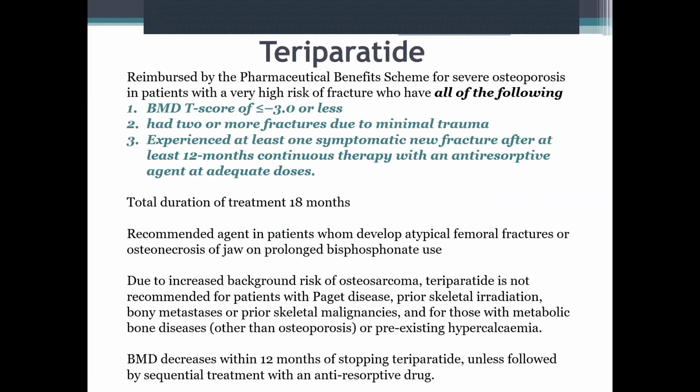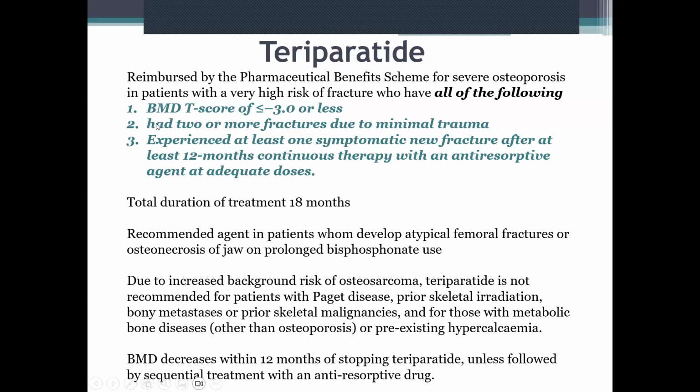So a T-score of less than -3, which our patient has, and 2 or more fractures due to minimal trauma. Unfortunately, this patient only has 1 fracture. He doesn't have 2 or more fractures. He did experience at least 1 symptomatic new fracture, and at least 12 months of continuous therapy. So he meets 2 out of 3 criteria. If you call the PBS authority line, like we usually do, there are no exceptions.